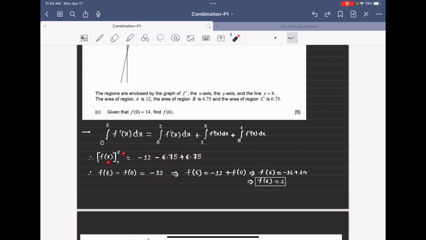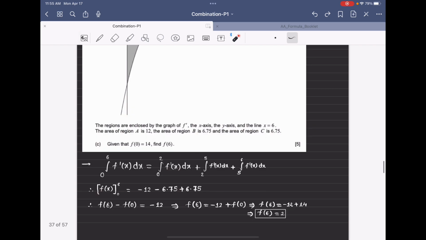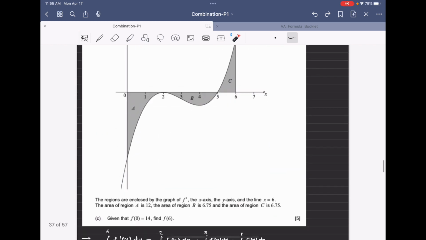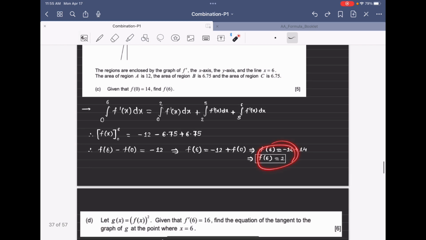Put upper limit 6, f of 6 minus lower limit 0, f of 0. F of 6 minus f of 0 is minus 12. I want to find out f of 6. Isolate f of 6, take f of 0 on the other side. F of 6 is equal to minus 12 plus f of 0. What is f of 0? F of 0 is 14. They have given that here. So minus 12 plus 14 is 2. So f of 6 is equal to 2. That means for the actual function f, when x is equal to 6, y is equal to 2. This is the way of finding.